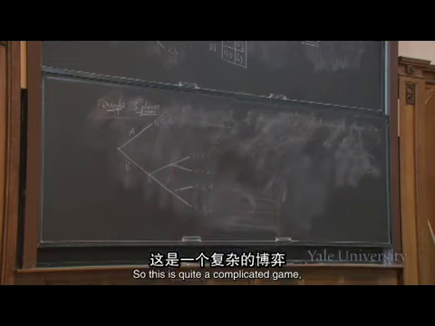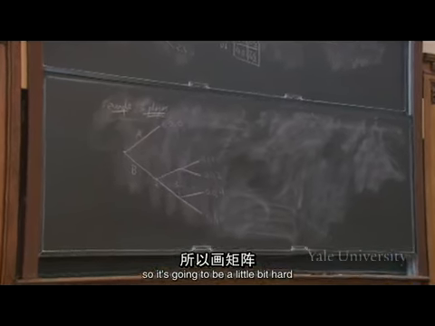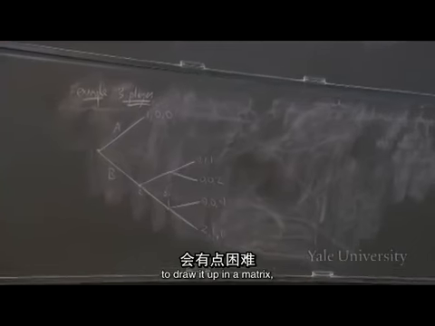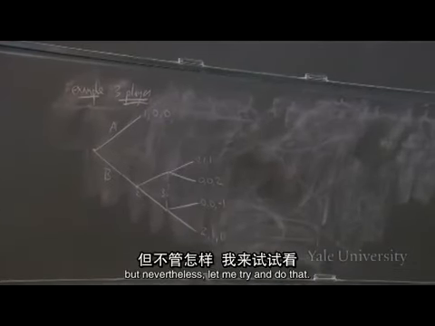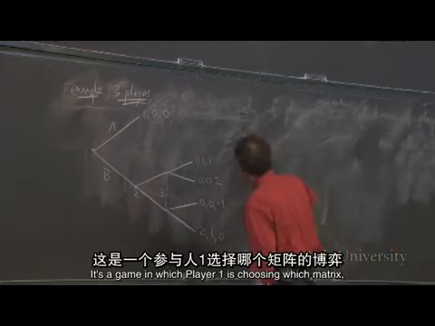All right? So this is quite a complicated game. It's got 3 players for a start, so it's going to be a little bit hard to draw it up in a matrix. But nevertheless, let me try and do that. So I claim that we can model this game as follows.